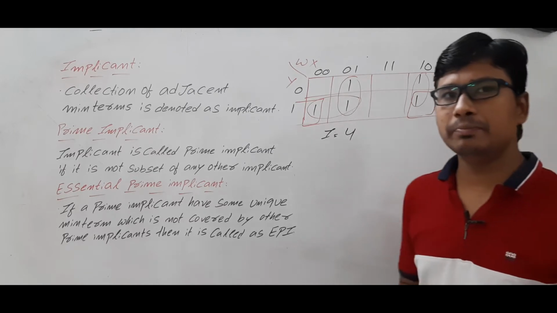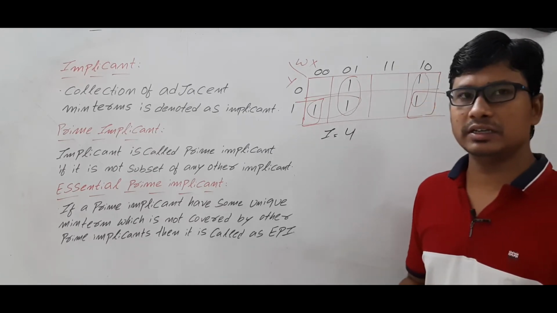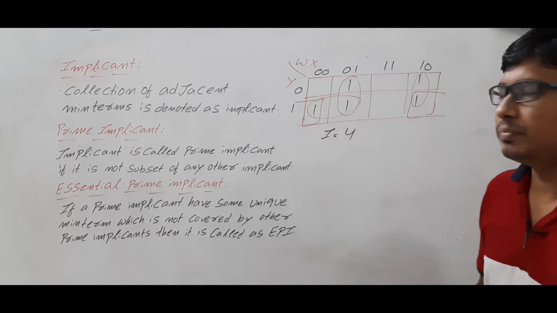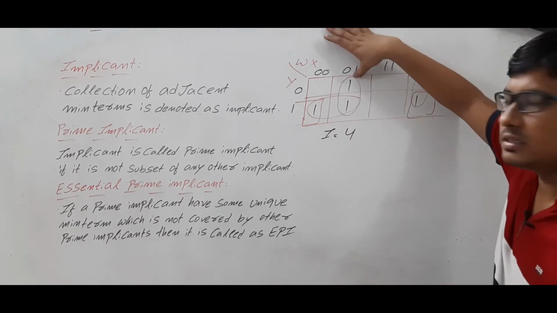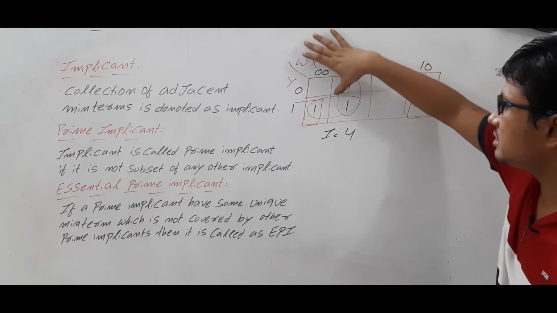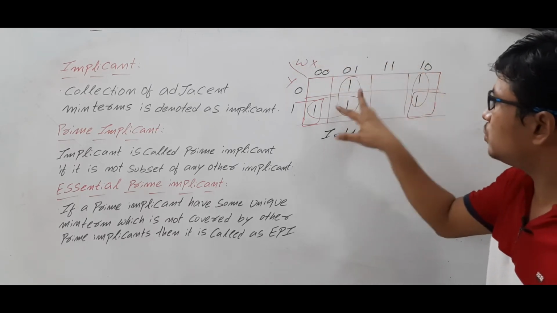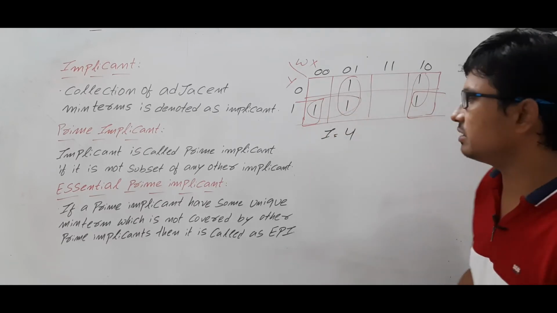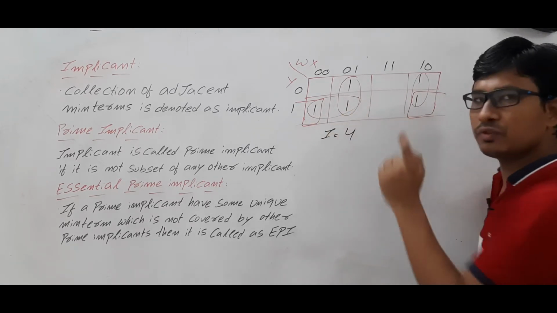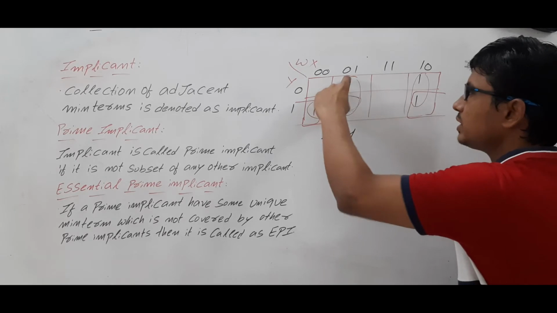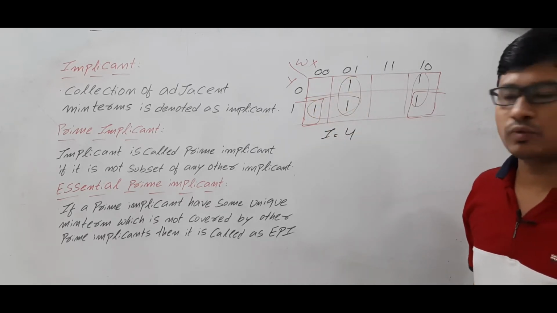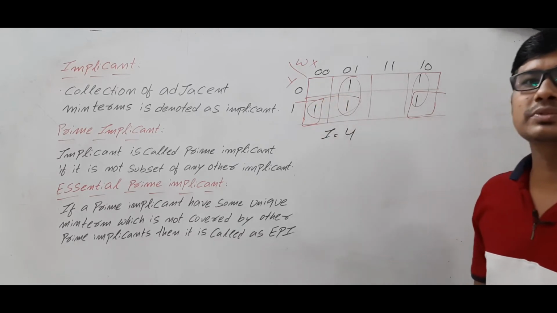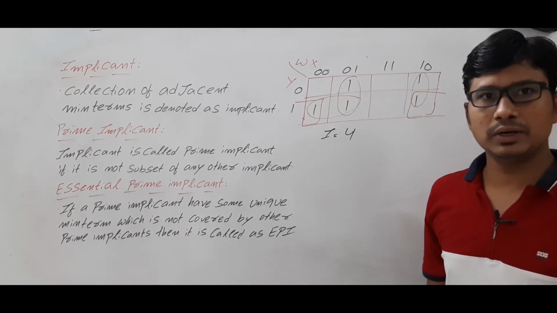Now, what is a prime implicant? An implicant is a prime implicant if it is not a subset of another implicant. Now, let's take this one. This is an implicant. Am I right? This is another implicant. Are these two subsets of each other? No. There is an intersection, because this one and this one form one implicant, and this one and this one form another implicant. They intersect, but one is not a subset of the other. Are you able to understand it or not?